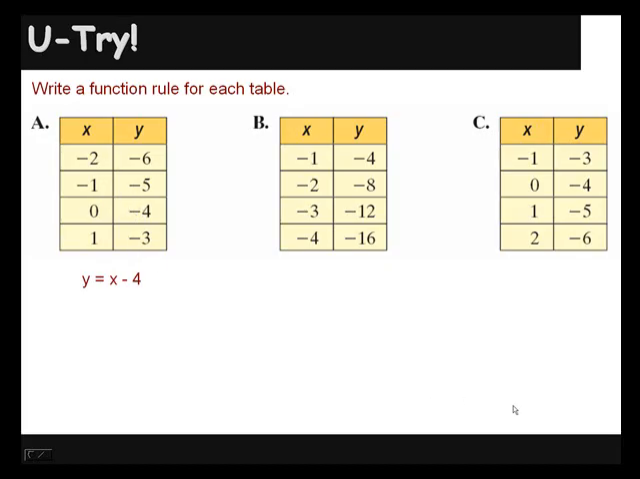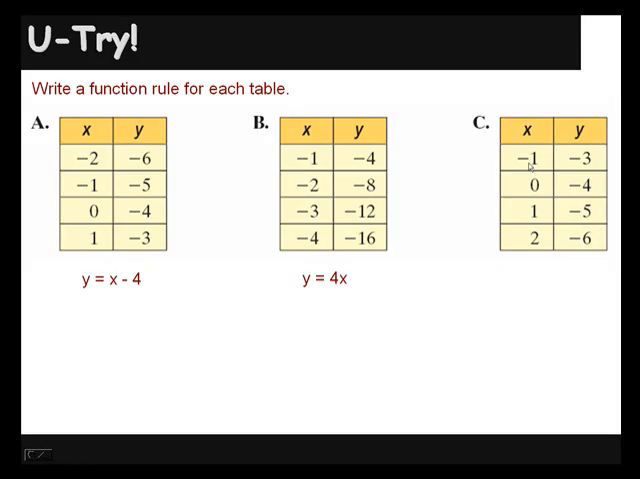How about that second one? That's just 4 times x. If we take negative 2 times 4, we get negative 8. If we take negative 4 times 4, we get negative 16. And it looks like there's a subtraction of 4 involved here. But that doesn't get me from 1 to negative 5. So there's more going on than that. Do you see it?